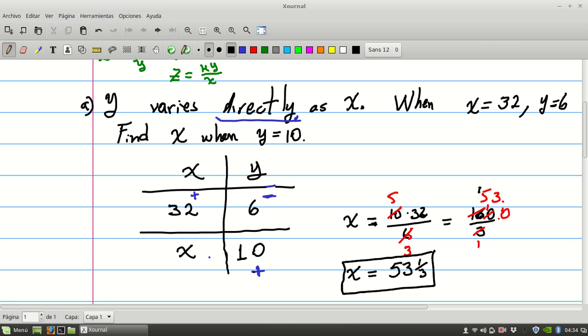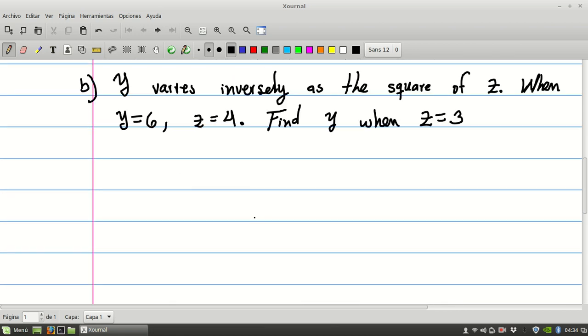Okay, so what we have here is x using the direct variation situation in a table. Remember what we did: we noticed that when x increases, y increases, and we set positive signs to show that it is an increase situation. Let's see the same example with an inverse variation problem to see how it works. It says that y varies inversely as the square of z. When y equals 6, z equals 4. Find y when z equals 3.